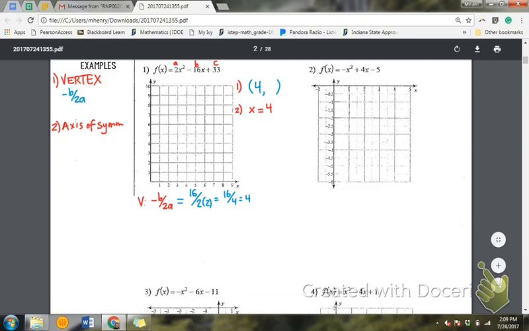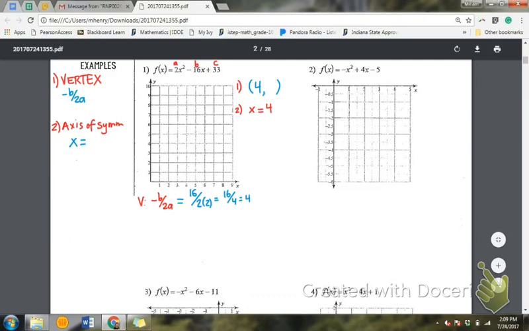So make yourself a note over here that the axis of symmetry is always x equals something. It's not just the number by itself. If you just tell me that it's 4, you're going to get the problem wrong, because an axis of symmetry is a line, and every line has an equation that goes with it, not just a number, right? So your axis of symmetry is x equals 4.